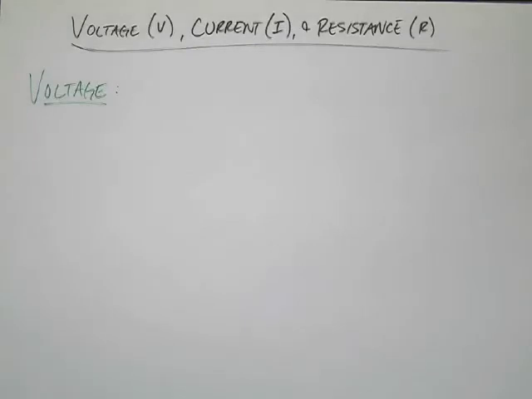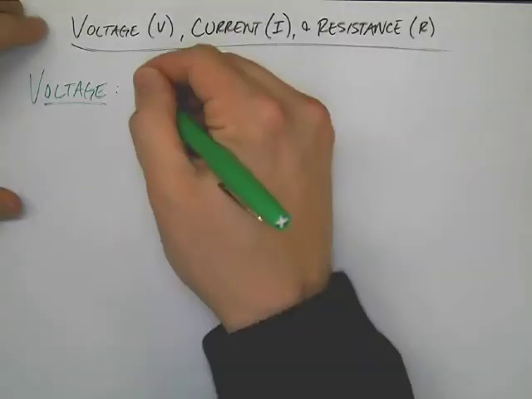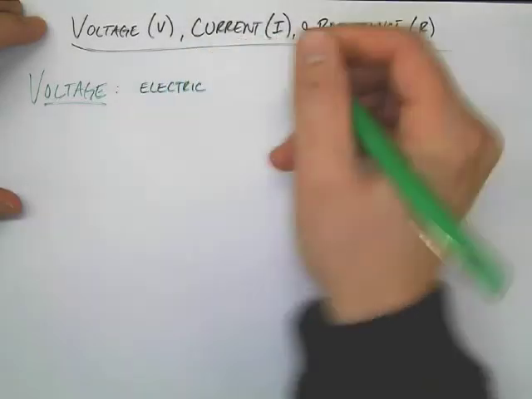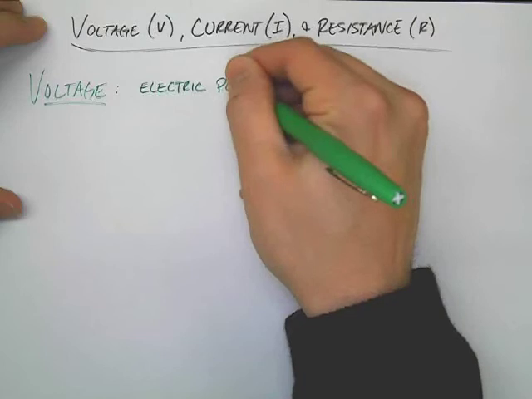All right, in this video, let's take a look at the three typical variables associated with circuits and with current electricity that we'll come across a lot. That is voltage, current, and resistance. Now, voltage, you can think about, it's also called electric potential. So it's related to potential energy.